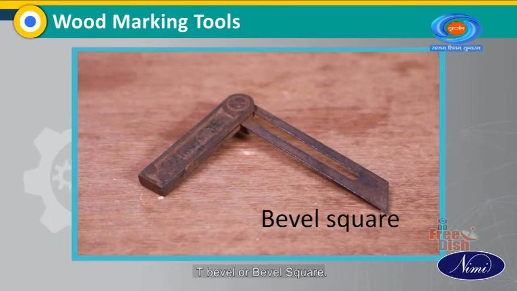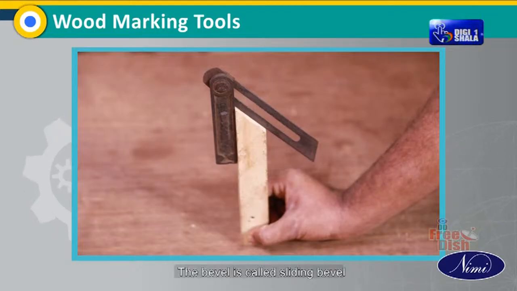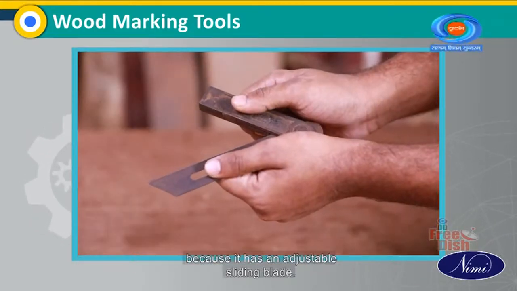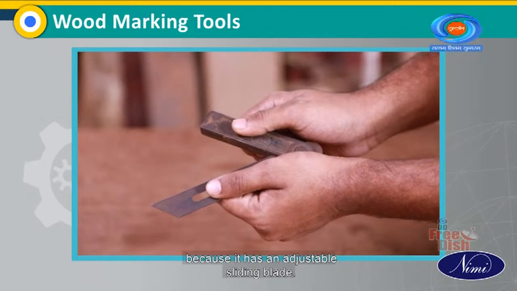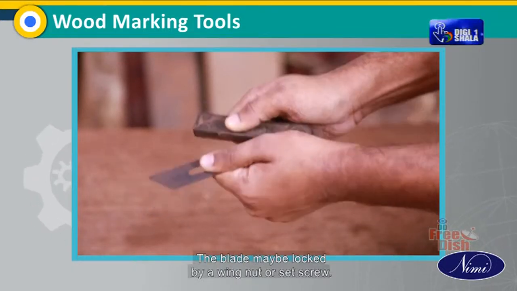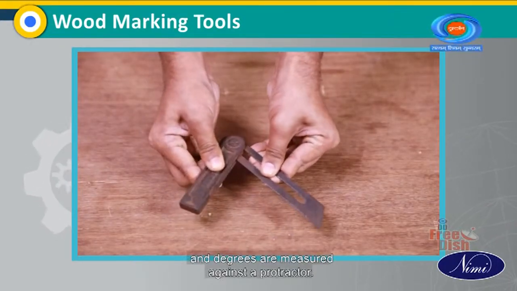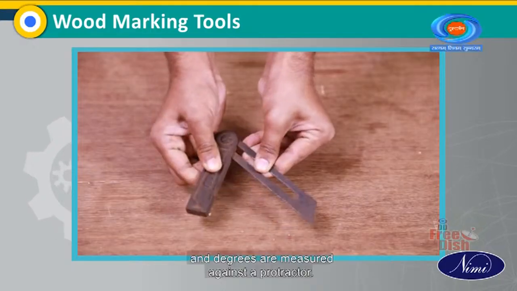T-bevel or bevel square. The T-bevel is used to test and transfer angles other than right angles. The bevel is called sliding bevel because it has an adjustable sliding blade. The blade may be locked by a wing nut or set screw. The required angle is set from a straight edge and degrees are measured against a protractor.